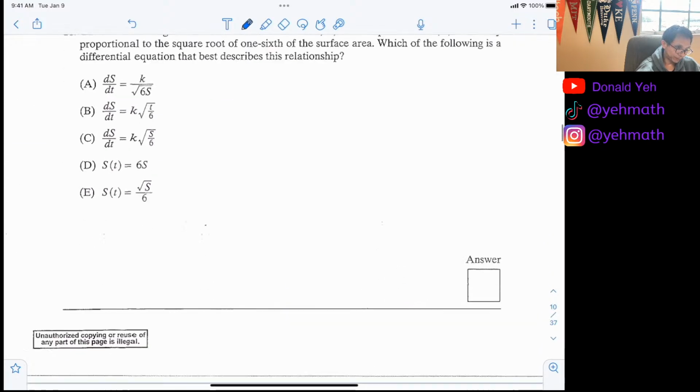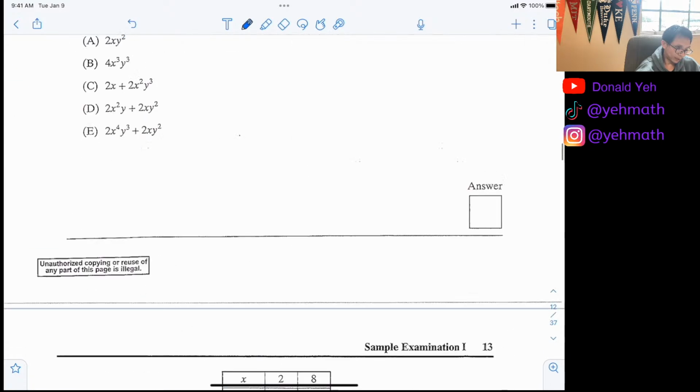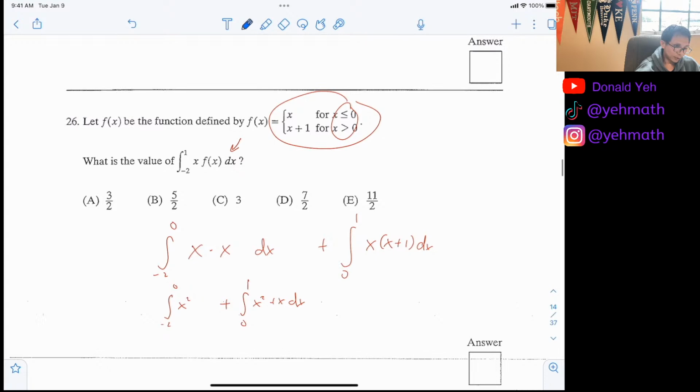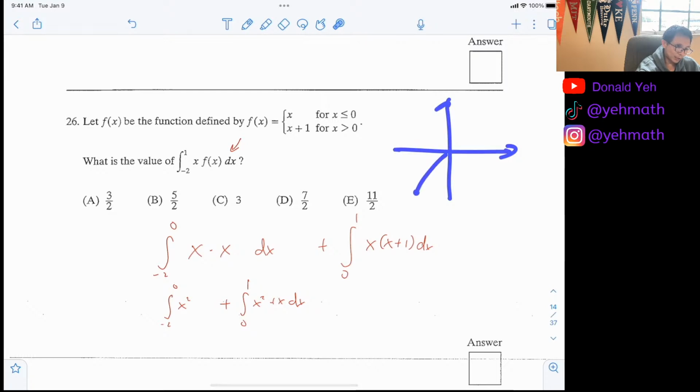Number 26, sure. Let's see, 26 is much easier than it looks. There was a piecewise function. The piecewise function has a breakout between. On the left side of this is going to be x like this, and the right side of that is going to be like this.